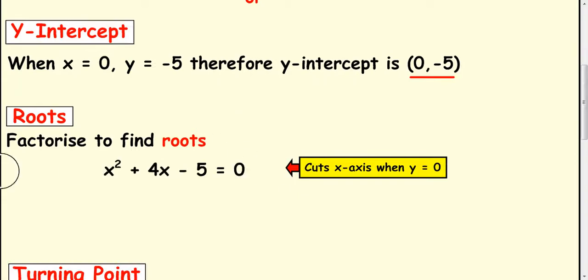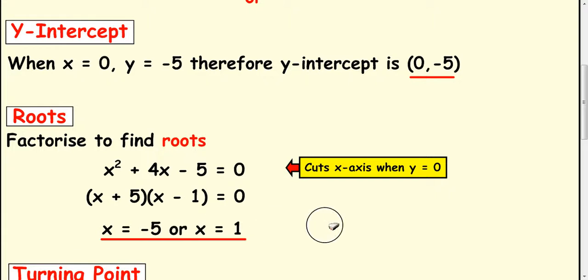To find the roots, this happens when y is 0; it cuts the x-axis when the y value is 0. So let this equal 0 and then you factorise. You need a plus 5x and a minus x to get your 4x here. 5 times minus 1 is negative 5. So to solve this, either this bracket's equal to 0, in which case x would be minus 5, or this bracket's equal to 0, in that case x is 1. So minus 5 or 1 are your roots.